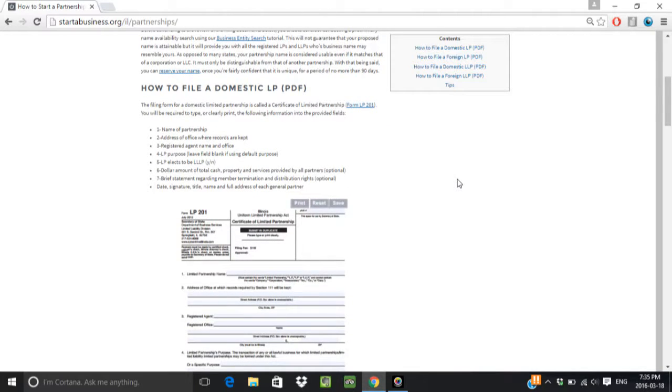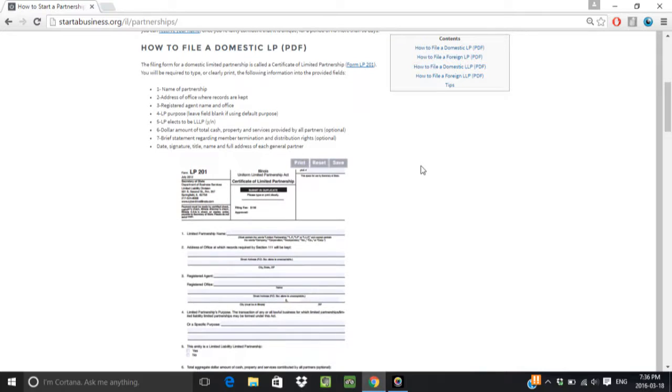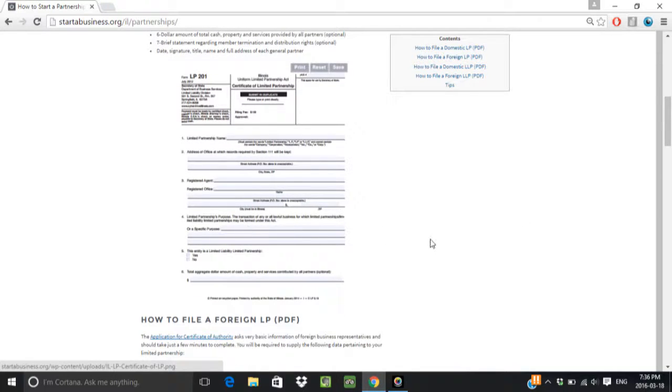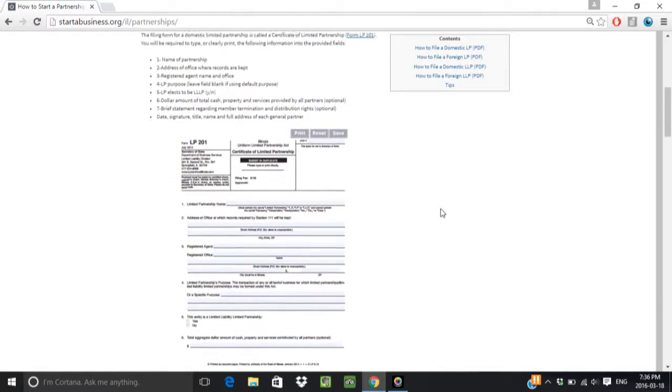I'm going to go briefly over each PDF, but essentially they're all the same. Usually, here we have the name of the partnership, the address of the office, rather, sorry, where the records are kept, registered agent, name and office. That's standard pretty much throughout every PDF I've ever come across. LP purpose, which is obviously just the purpose for formation. There's actually, if you look here, sort of a default purpose. I think it's the transaction of any or all lawful business for which limited partnerships and limited liability limited partnerships may be formed under this act. If that sounds about right to you, go ahead and use that. Otherwise, you can specify your purpose there.